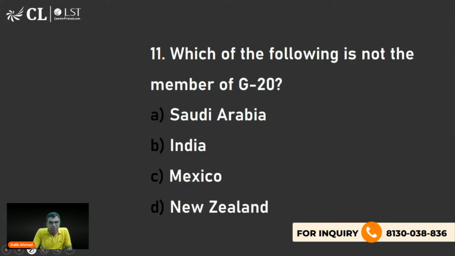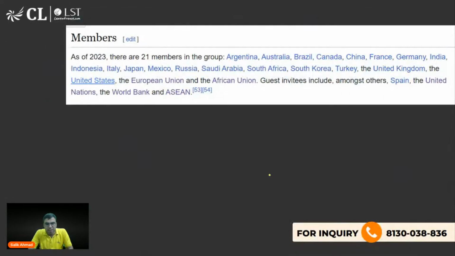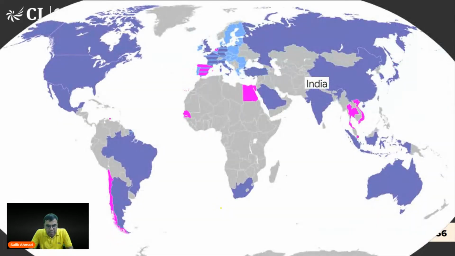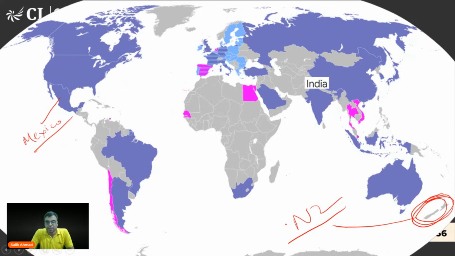Which of the following is not a member of G20? Saudi Arabia, India, Mexico, New Zealand. Okay, so yes, Ayush and Shruti, let me check. New Zealand is not a member. Mexico is a member. So the right answer is D. Yes, Ayush is right. Let me show. देखो मेक्सिको का मेंबर है, ठीक है, और अगर आप देखो here is New Zealand which is not a member. Okay, so this is what you should be knowing about.